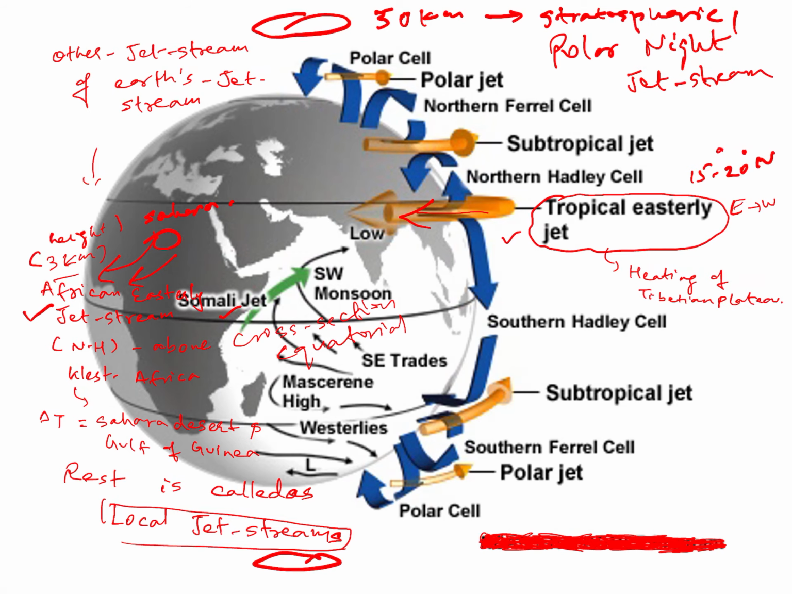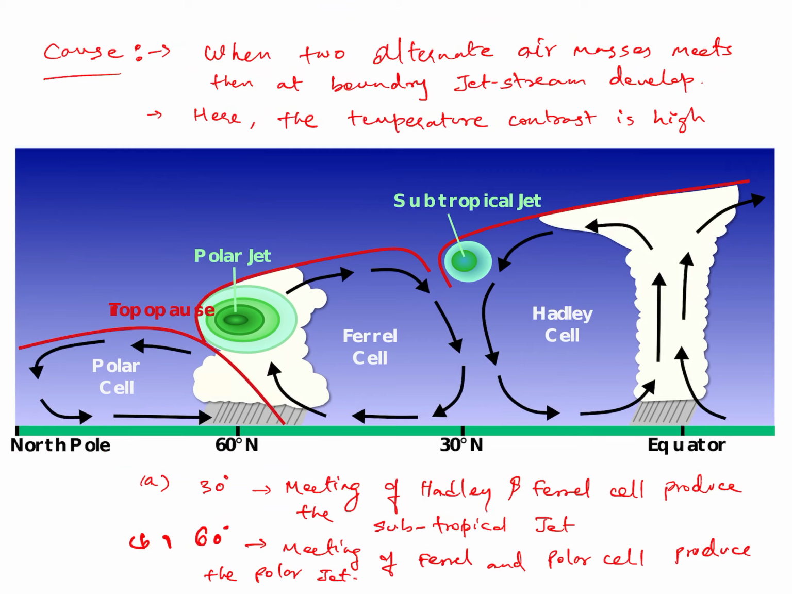Now the question arises, why do these jet streams develop at these locations? The cause is very simple. When two alternate air masses or air cells meet, then at the boundary the jet stream develops. Why? Because there exists an extreme temperature contrast. Because of the temperature contrast, the pressure gradient becomes steeper and steeper.